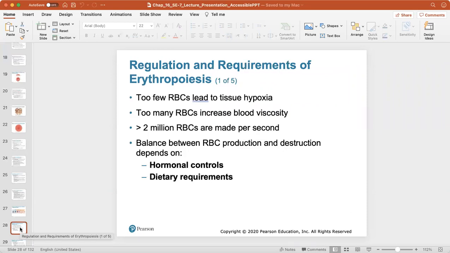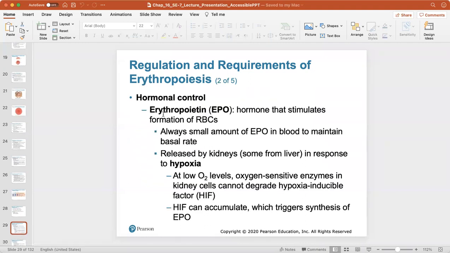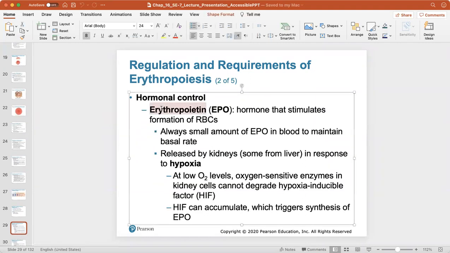Regulation and requirements of erythropoiesis. Too few red blood cells leads to tissue hypoxia, and too many increases the blood viscosity, or thickness. About 2 million red blood cells are made per second, and the balance between red blood cell production and destruction depends on hormonal controls and dietary requirements. Here is the big hormone that you should know. Erythropoietin is the hormone that stimulates the formation of red blood cells.